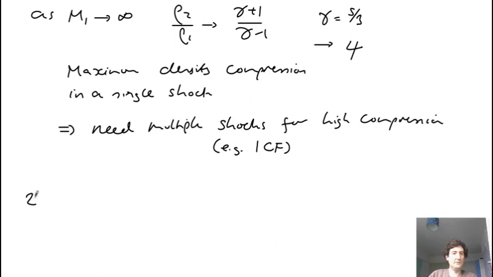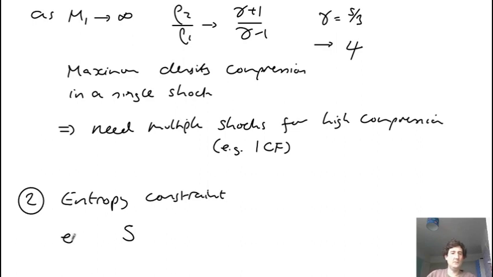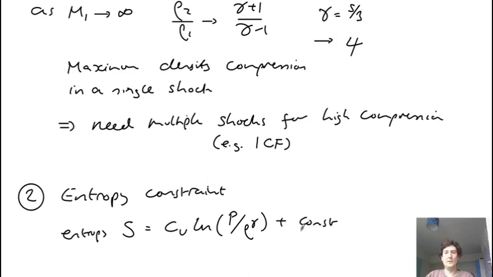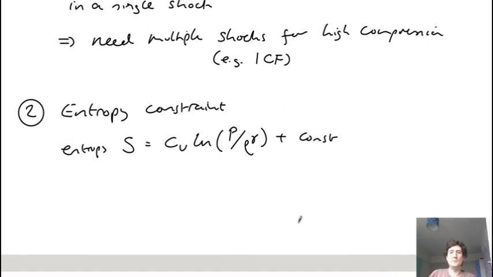The other thing I mentioned is the entropy limits or constraints on shocks, and this you can get by writing down the entropy of a gas, which is the specific heat at constant volume times the log of the pressure divided by rho to the gamma, plus of course some kind of constant. And so you can use this to then write down the change in this quantity, so the change in S, which we're going to write as delta S across the shock.